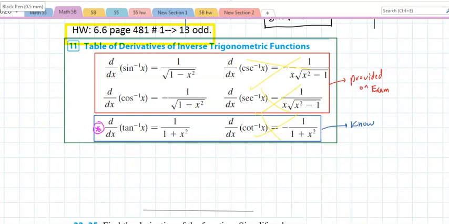Continuing on, and so far 1 through 13 odd, and you're going to get the rest at the end. This is a table that's provided in the book.